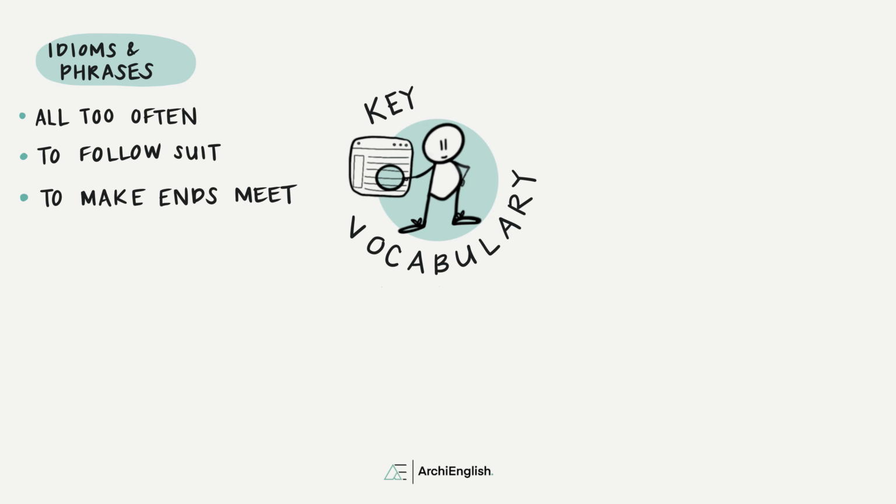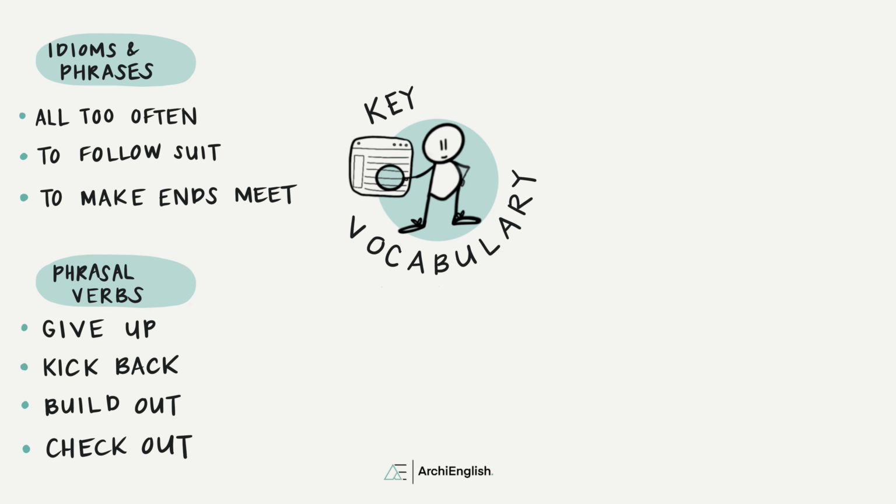So obviously when you're living in a house that is affordable, you're not just making ends meet, you're also able to afford other things as well. The episode also had a few phrasal verbs. So to give up, which means to say, I can't do this anymore, means to stop. To kick back, so in the episode, we were talking about sitting on the couch and kicking back and relaxing, which means to relax.